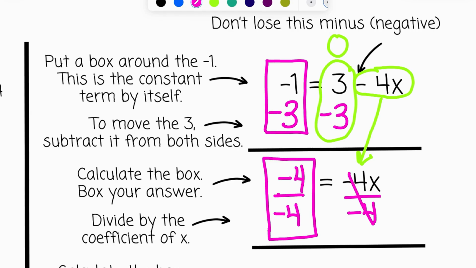And then calculate the box. Negative 4 divided by negative 4 gives me a positive 1. So x equals 1.